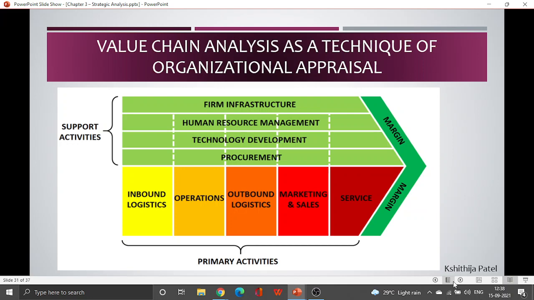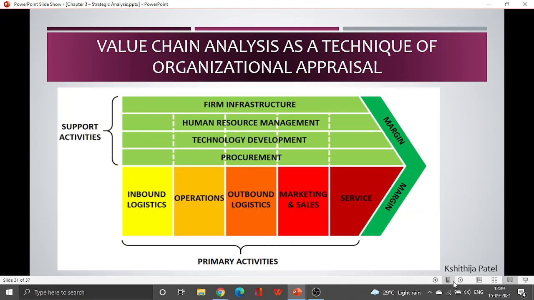The second one that we have is operations. Here it is concerned with transformation of the raw materials into the final product or the service that the organization has to offer. Whenever we say operations, it does include machining, packaging, assembling, fabrication, maintaining, testing, and all other things. Then we have outbound logistics.